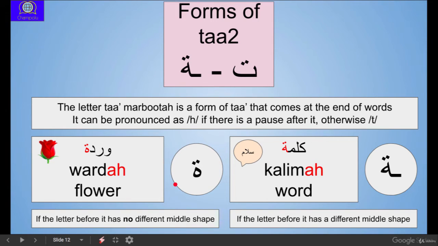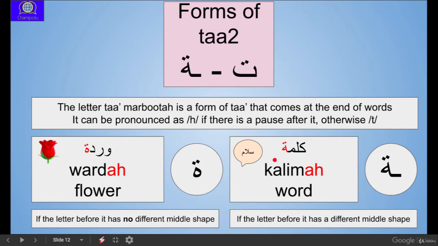And this is important because the ta marbuta is very frequent in Arabic. You'll find it in so many words and so many names, and it comes always at the end of these words, but it's not usually mentioned as one of the letters of the alphabet, because it's understood that it is one variant of the letter ta, but it's important to know it so that we can actually recognize it when we're reading words. And now, when we know that it has these two different forms, we can identify it when we see it in any word.